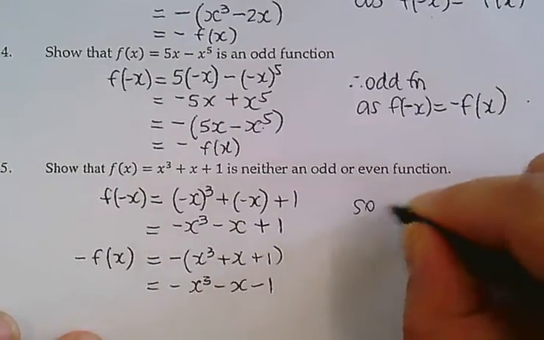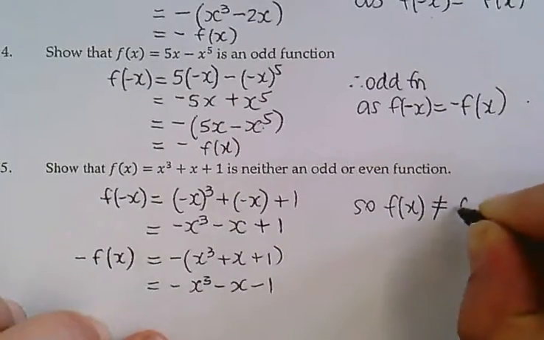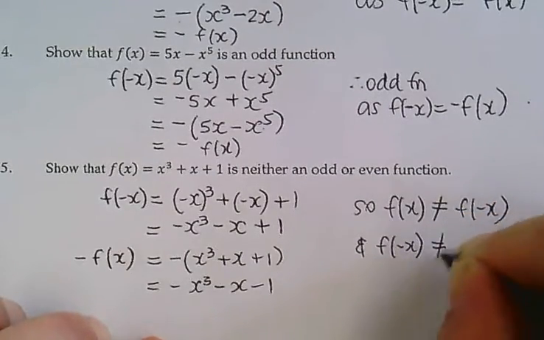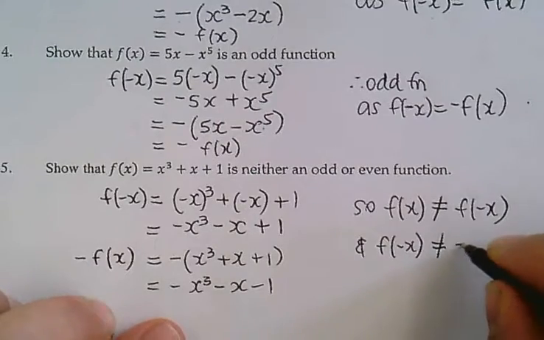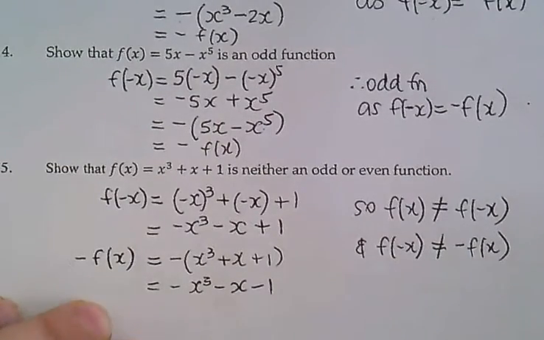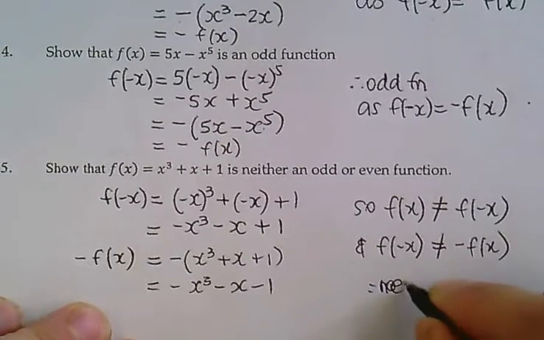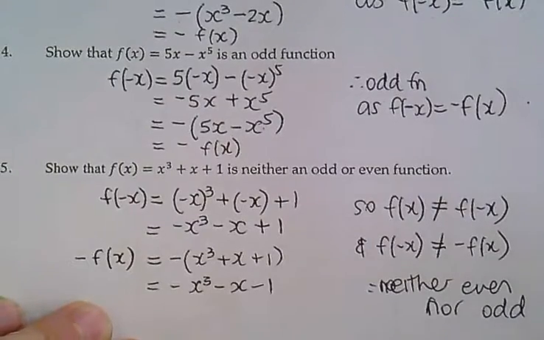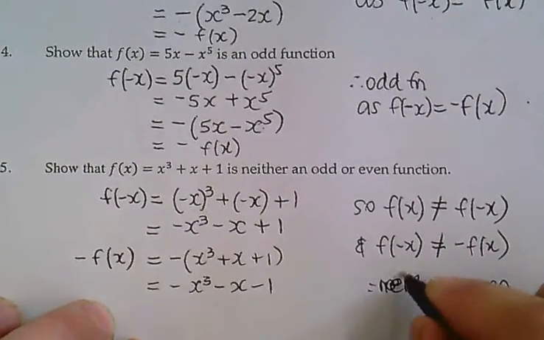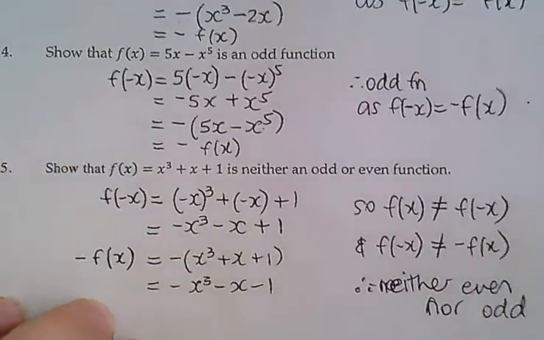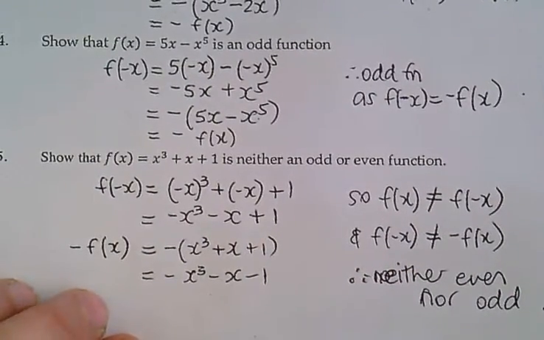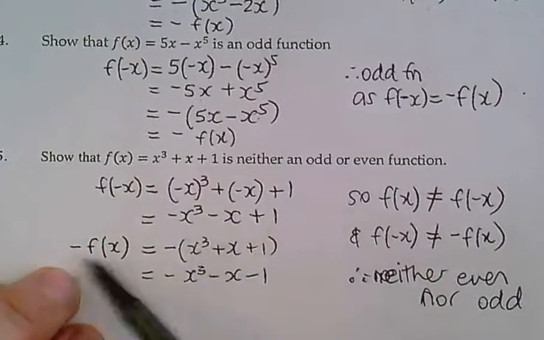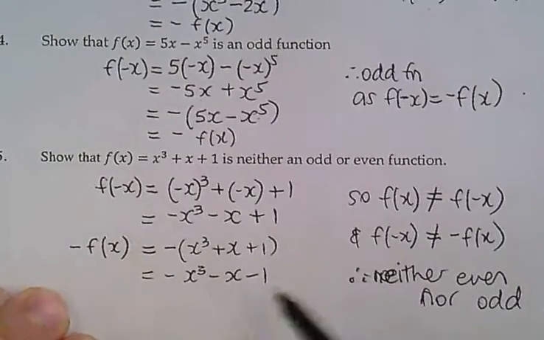So, the function of x does not equal the function of negative x, and the function of negative x does not equal negative function of x. Are we okay? So therefore it's neither even nor odd. So we can see that this is not equal to function of x, and we can see that the function of negative x does not equal negative function of x. Okay?